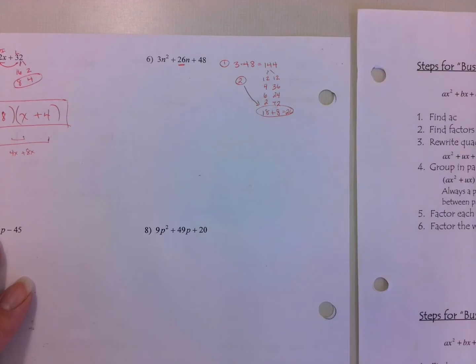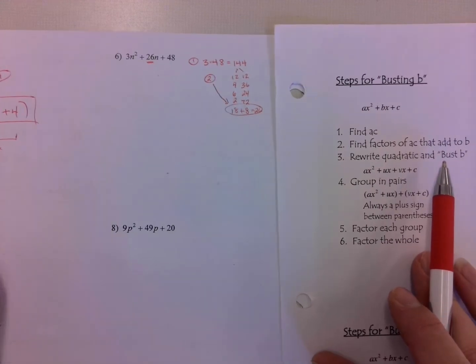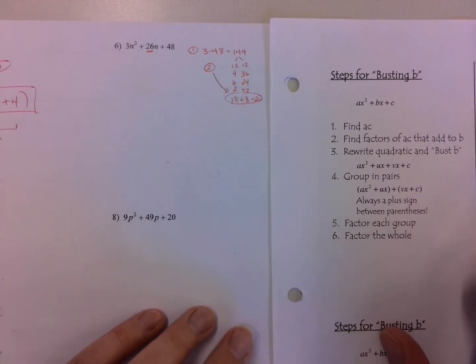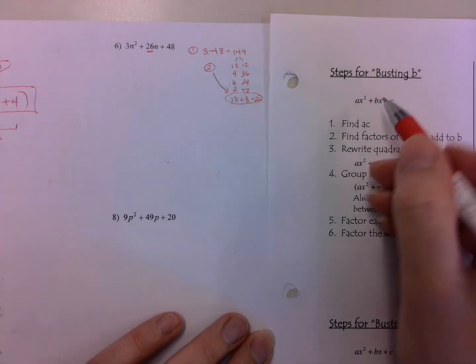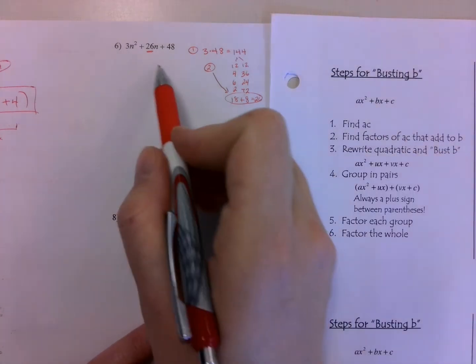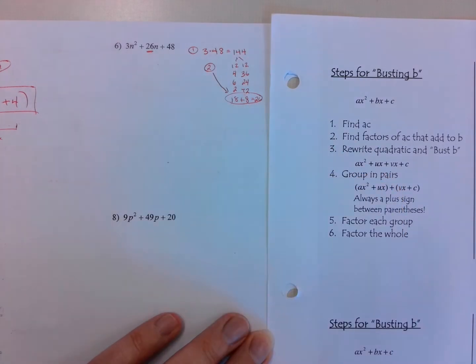Okay, it's to rewrite, let me slide this over here. Rewrite the quadratic and bust B. That's why I call it busting B, but I guess the average person calls it factoring by grouping. So I'm going to come in here, instead of having a BX there, instead of having a 26, I'm going to break it up to make it an 18 and 8. And the order that you put it in actually doesn't matter.